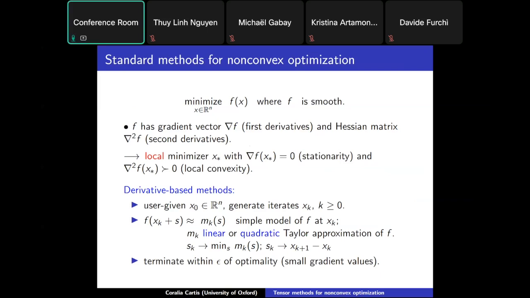So what is this? What could this simple model be? Well, a linear Taylor approximation or a quadratic Taylor approximation of my function around the base point xk. These are the simplest ideas, and then I would minimize this model. That would give me a change that I would append to the current xk to get my next guess of the solution, xk plus 1.